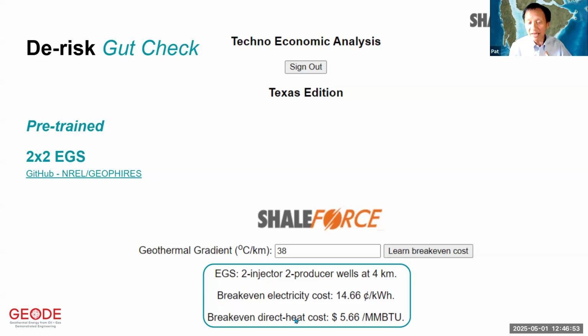So for direct heat application, geothermal at this particular location, with 38 degrees Celsius per kilometer, it makes sense. But the other part is the electricity. If you are in California, they pay 20 cents per kilowatt hour, great. But in other states like Texas, perhaps it's not quite. But again, you would have to take into account the cost of carbon capture down the road, right? Whereas this does not require any of that.